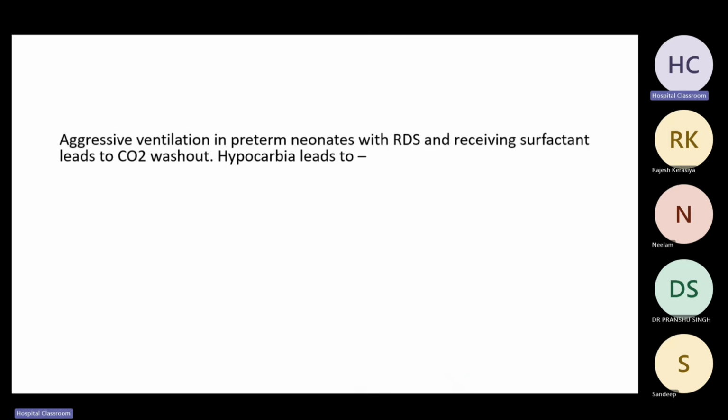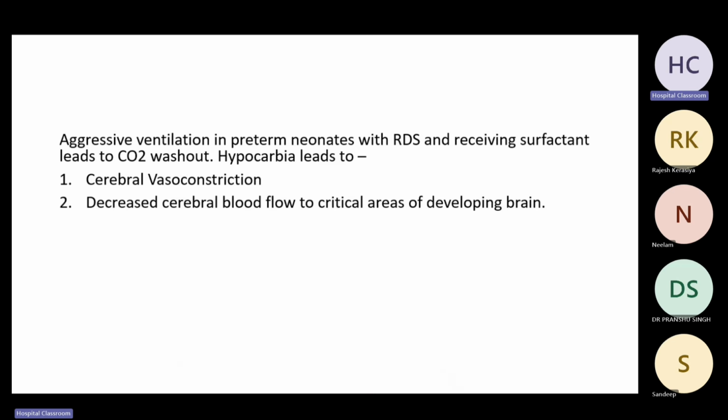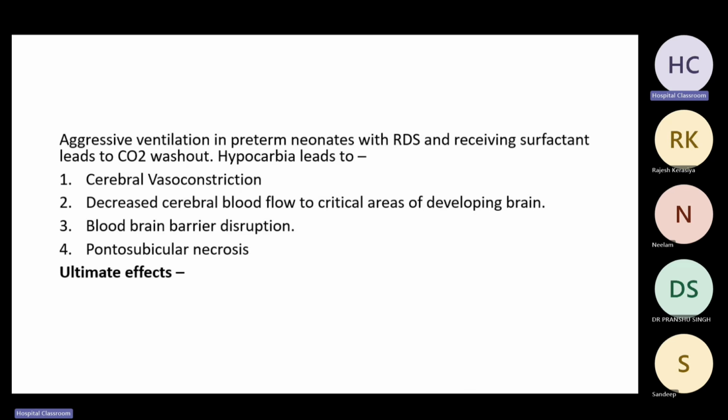So aggressive ventilation will harm babies with RDS. RDS lungs are stiff lungs, but once you give surfactant the compliance improves drastically. So we give surfactant up to there, okay, but after that we do not reduce the pressures. Then the next day pneumothorax happens, that is a different matter, but before that you are causing CO2 washout and damage to the brain, okay. So it will lead to cerebral vasoconstriction, decreased cerebral blood flow to the critical areas of the developing brain. It will disrupt the blood-brain barrier, pontocerebellar necrosis. Ultimately, it will lead to IVH, PVL, and developmental and cognitive deficits. Okay? So you have to be gentle in your ventilation. Always, if you are ventilating a child, have the habit of looking at the CO2 levels.